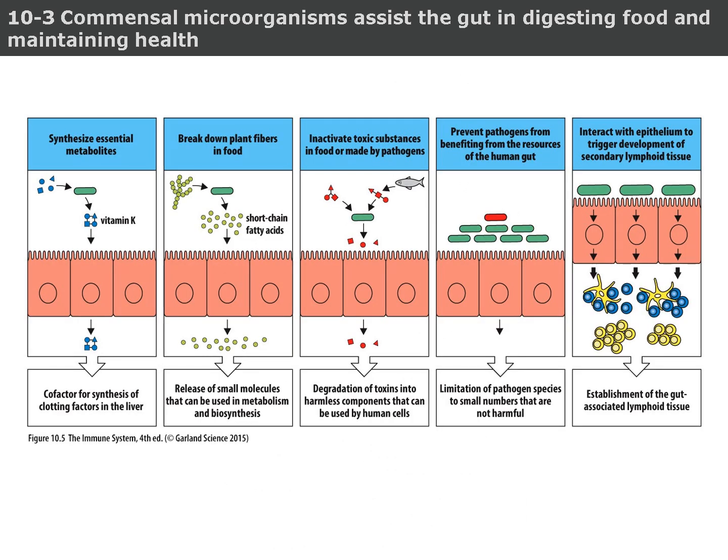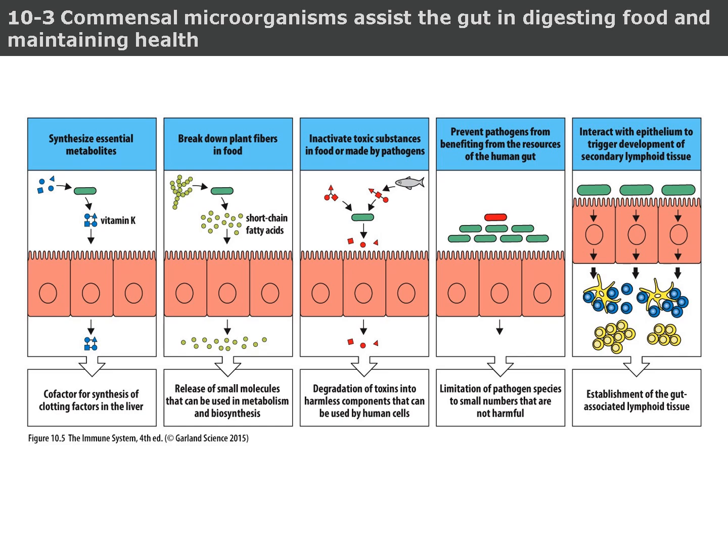Commensal microorganisms in the human gut perform 5 essential functions that support our health. First, they synthesize essential metabolites like vitamin K, which is required for blood clotting. Second, they break down plant fibers, releasing short-chain fatty acids used for metabolism and biosynthesis. Third, they inactivate toxic substances from food and pathogens, converting them into harmless compounds usable by human cells.